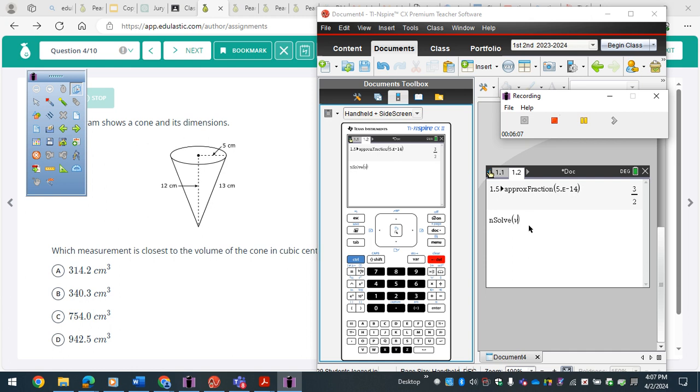So I'm going to enter all of it this way and go volume equals, I'm going to go control, division, 1/3, I'm going to go pi, radius squared, I think it's 5 squared, times your height of 12. I'm going to go comma, B, enter, 314-ish? Oh yeah. Way to go, Liz.